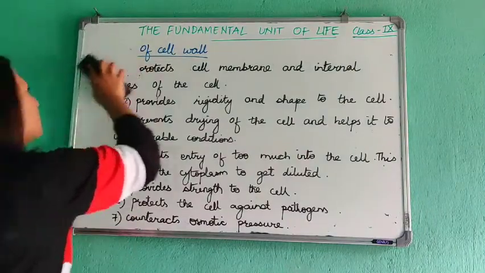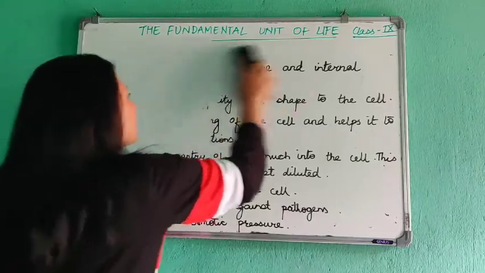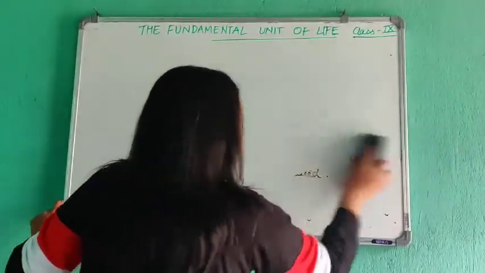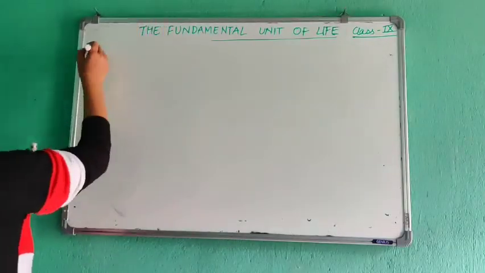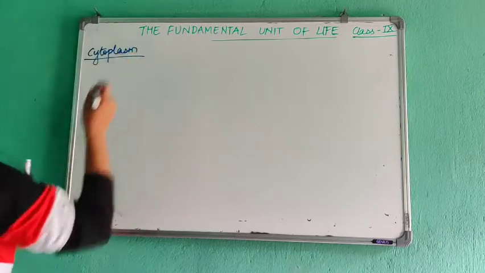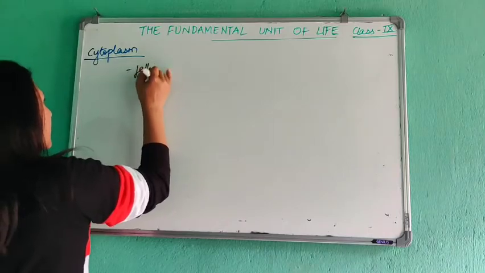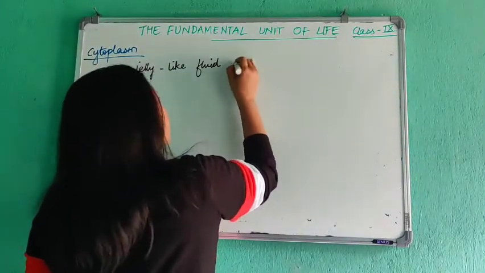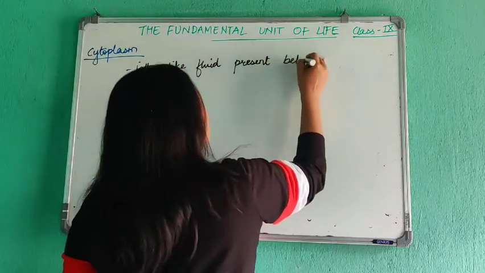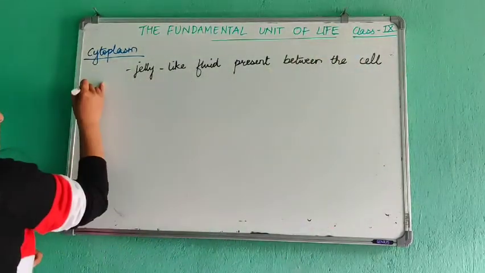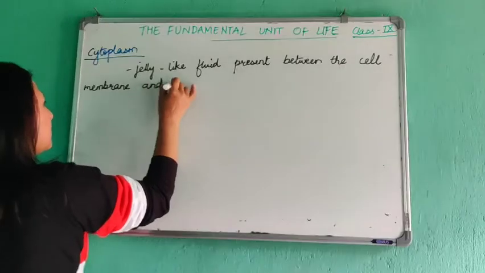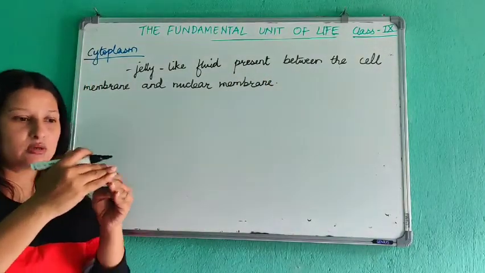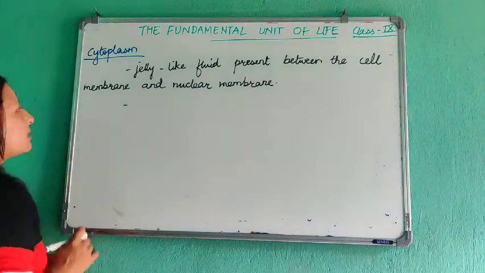Now let us move on to another structure that is present inside the cell, and that is known as cytoplasm. Okay, so cytoplasm is a jelly like fluid. Jelly like भनेको aloe vera जस्तो है, क्रीमहरु जस्तो, jelly like fluid present between the cell membrane or the plasma membrane and nuclear membrane. Nucleus को बाहिरको बाउन्ड्रीलाई न्यूक्लियर मेम्ब्रेन भन्छ. So सेल मेम्ब्रेन र न्यूक्लियर मेम्ब्रेनको बीचमा एउटा फ्लुइड हुन्छ, त्यसलाई हामी साइटोप्लाज्म भन्छौं.